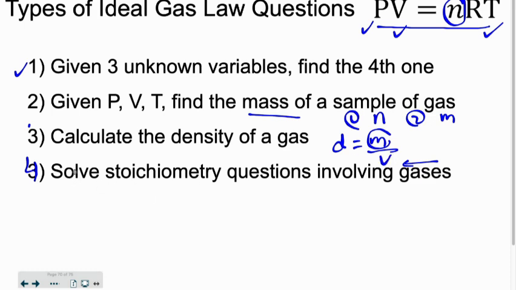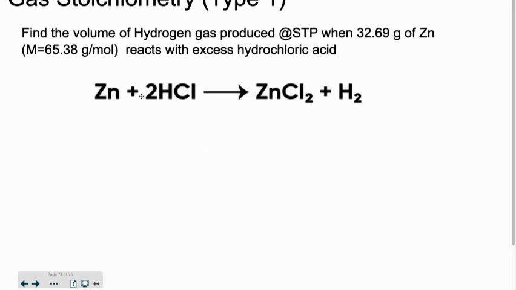And lastly, you would be asked to use the ideal gas law in a stoichiometry question. Let's take a look at a stoichiometry question that involves gases. In this case, the question says, find the volume of hydrogen gas produced at STP when 32.69 grams of zinc, which has a molar mass of 65.38 grams per mole, reacts with excess hydrochloric acid. This is zinc, that's hydrochloric acid, which produces zinc chloride and hydrogen gas.